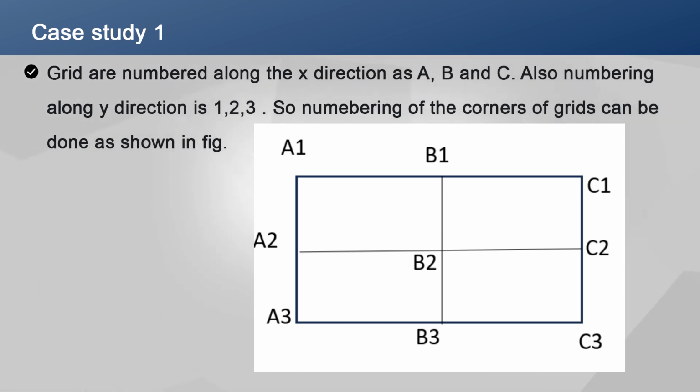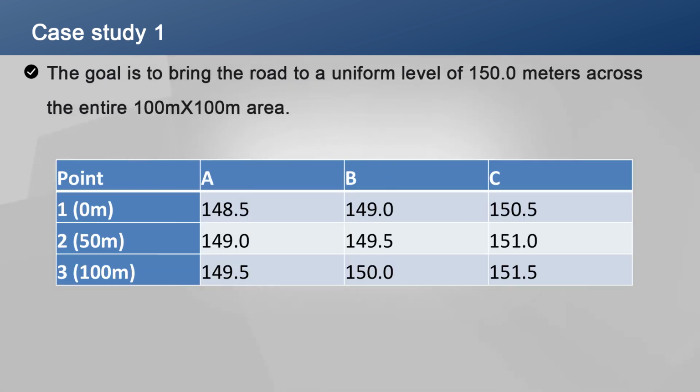Grids are numbered along x direction as A, B and C. Also numbering along y direction is done as 1, 2, 3. So the numbering of the corners of this grid point can be done as shown in figure. So numbering can be done as 1A, 2A, 3A, 1B, 2B, 3B, 1C, 2C, 3C. Also levels of various corners of grids are given. So in this table you can see the spot level of the grid corner points.